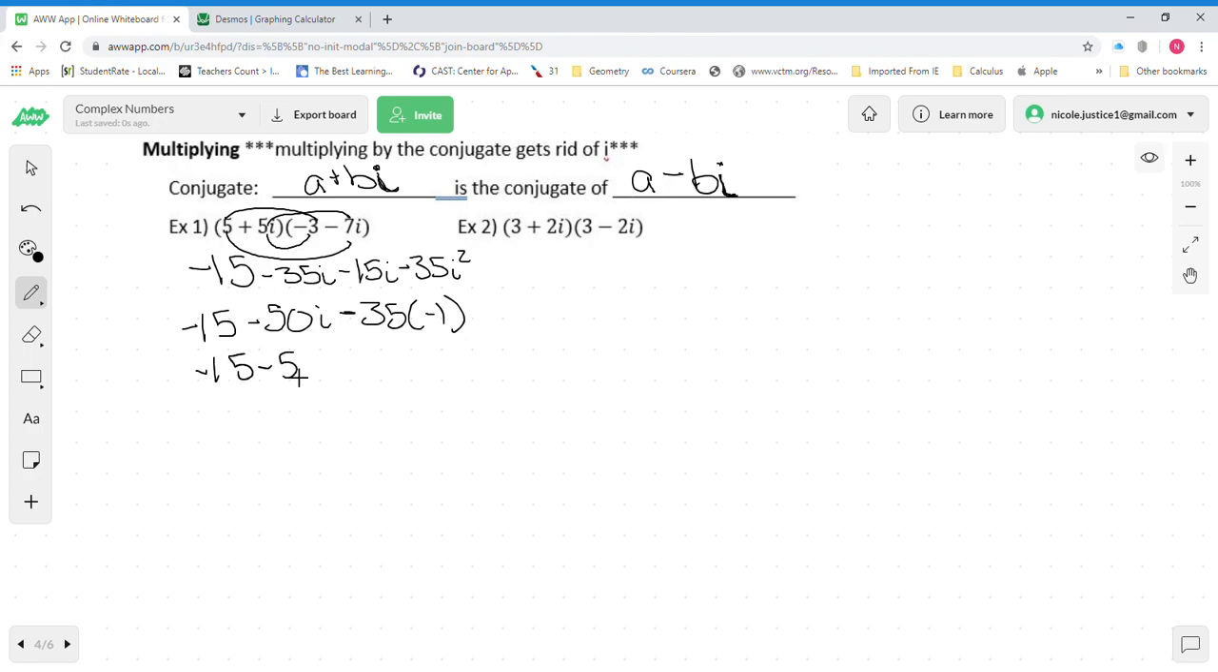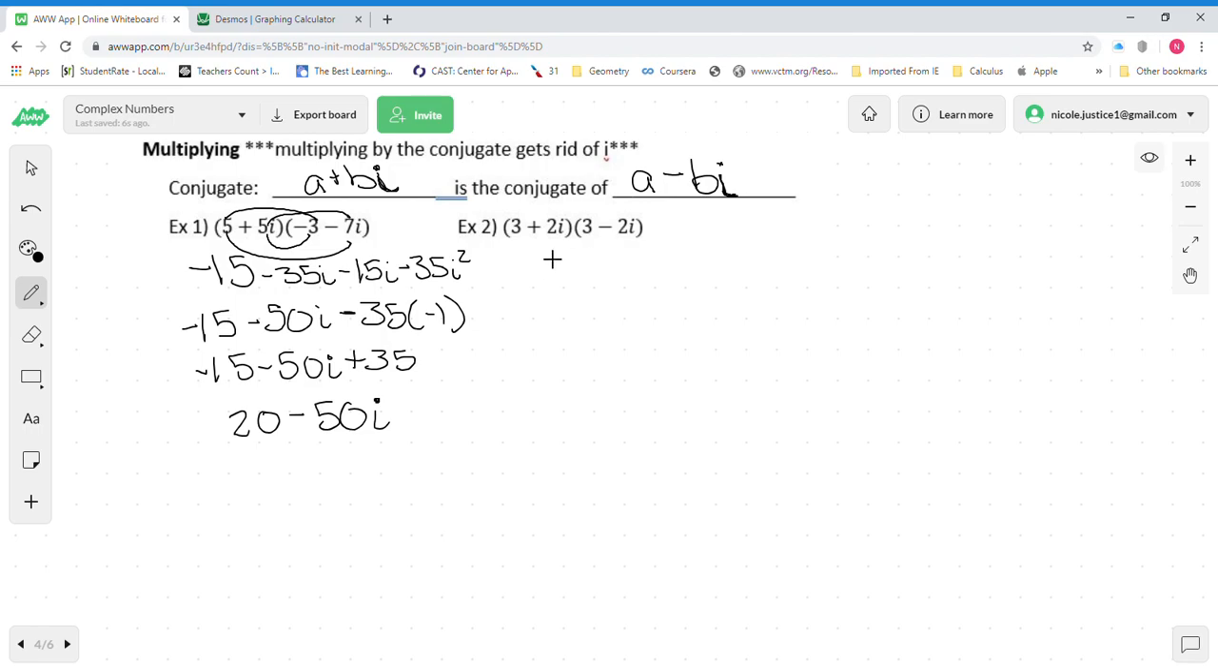So if I carry all this down, negative 35 times negative 1 is a positive 35. So you end up with 20 minus 50i. Again, we know that it's fully simplified here because none of my i's have any exponents.